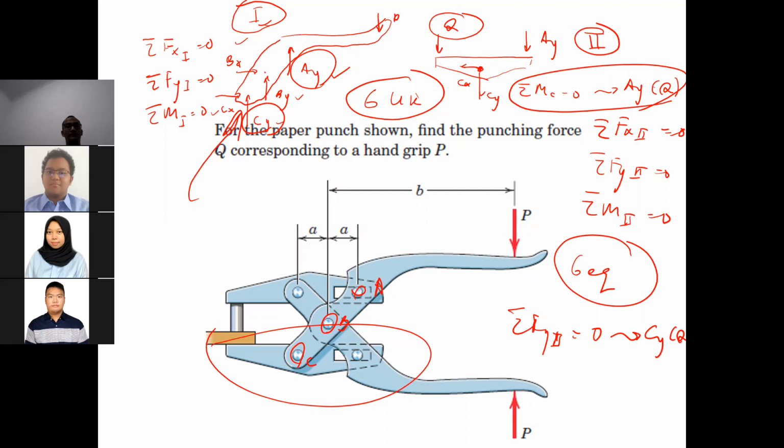Sir, I'd like to ask. Who's this? Raffi. Okay, Raffi. Yes, since we start by finding the moment on C, what would be the distance for Q to C, sir? Is it 2A? Yeah, there is no dimension there. Actually, it's supposed to be 2A. There's supposed to be a dimension there. Okay, thank you, sir.